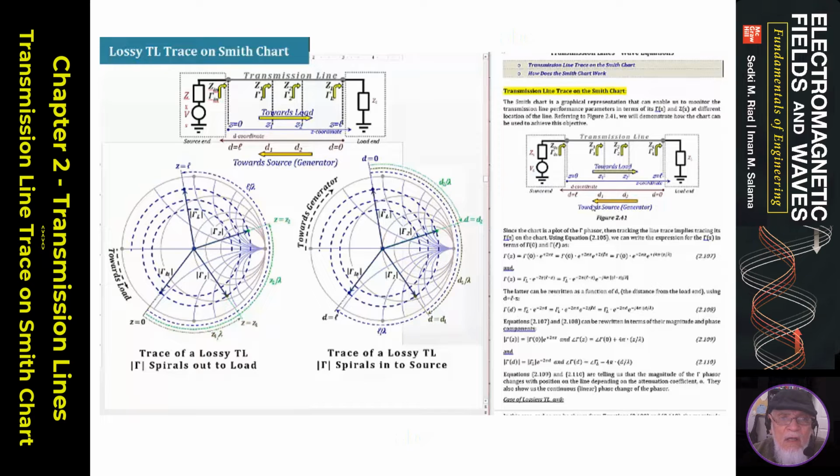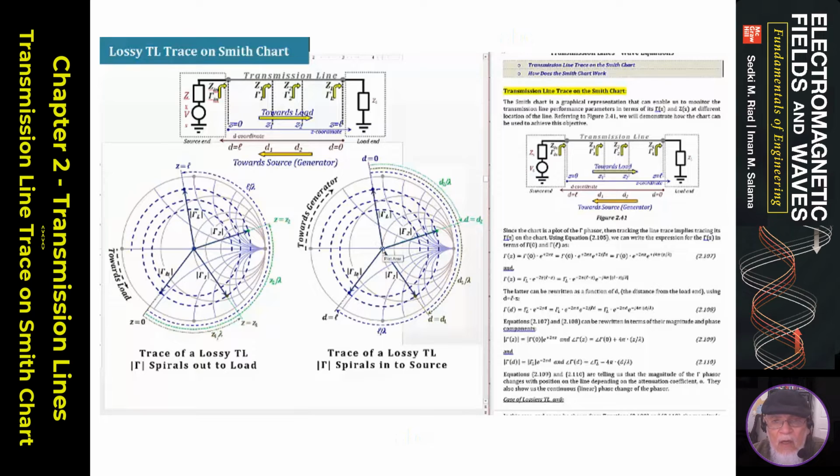If we are moving towards the source, look at this equation. Now D is increasing. Moving towards the source, D is increasing. So you start with 0 and go on and on until it reaches L. The expression here has a minus sign because D is opposite to z. And therefore, as D increases, e to the minus 2 alpha D is going to be reducing, and the gamma of D is going to be shrinking, and you spiral in. So if I start at the load and move towards the source, here's my gamma of D. Gamma of D is equal to 0.